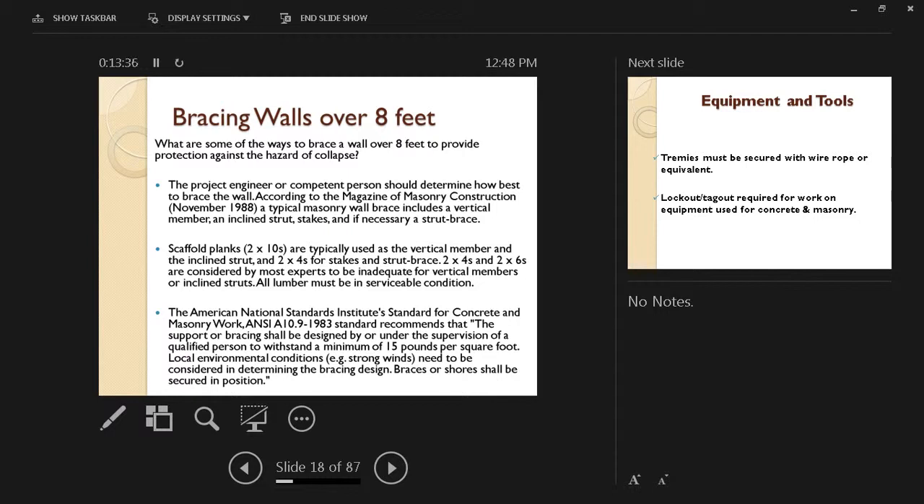The American National Standards Institute, which is called ANSI, has a standard for concrete and masonry work, which is ANSI A10.9-1983. It recommends that the support or bracing shall be designed by or under the supervision of a qualified person to withstand a minimum of 15 pounds per square foot. Remember that number, 15 pounds per square foot. Local environmental conditions, such as strong wind, for example, need to be considered in determining the bracing design. Braces or shores should be secured in position to prevent them from moving, thus losing their effectiveness.